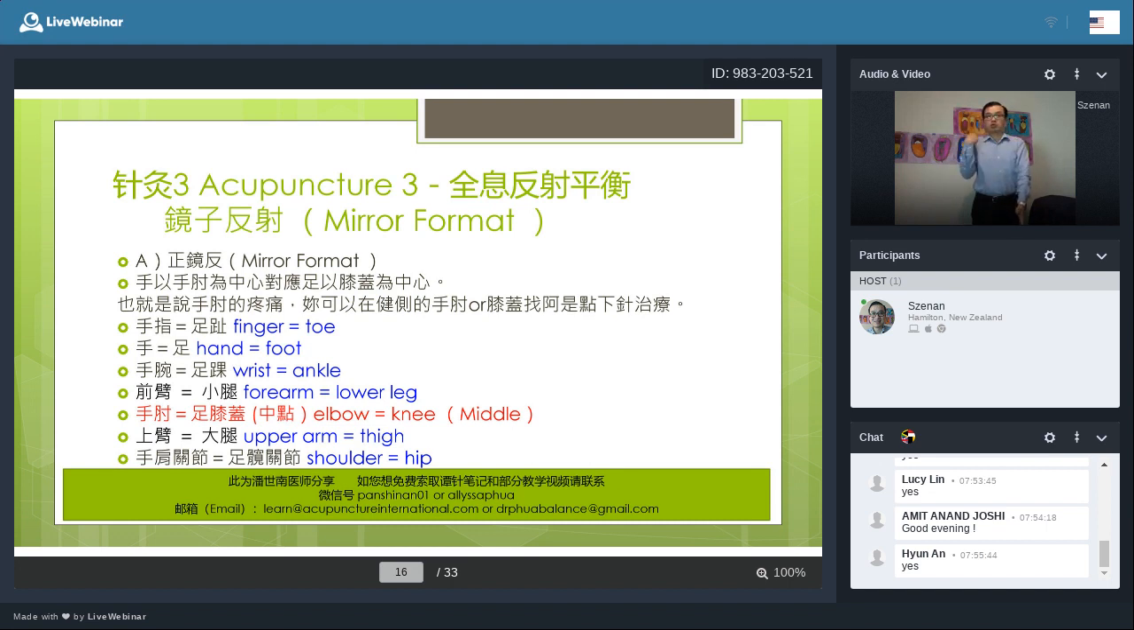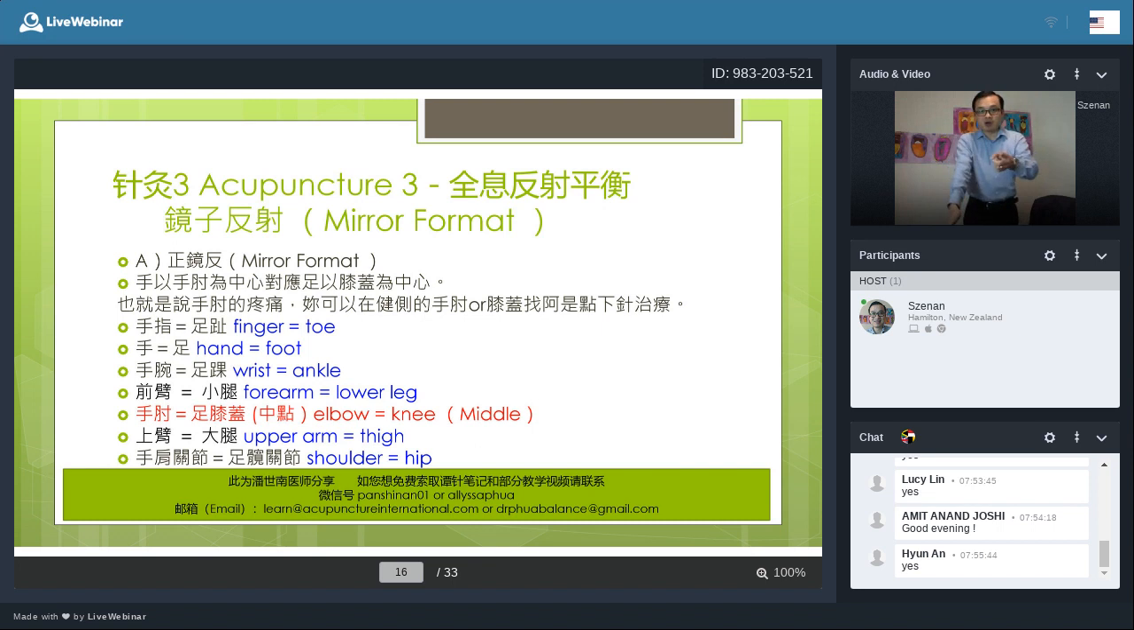Shoulder, treat shoulder. Okay. Then between shoulder and elbow, upper arm. Treat the upper arm between here and here. You get me? Forearm, treat forearm. Okay. Now this is the left hand, treat the right hand.